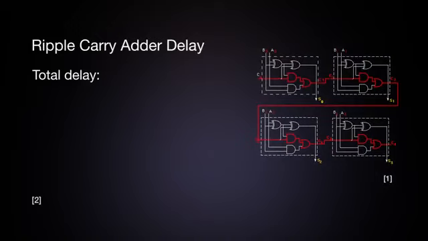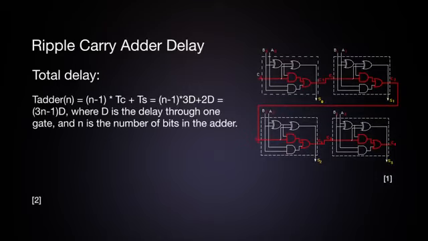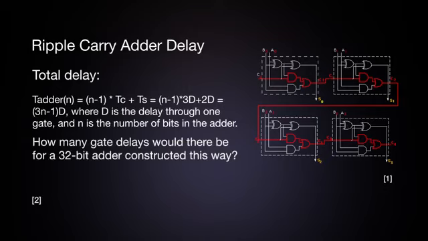The total delay through the ripple carry adder to the sum out is expressed by the equation T of the adder of n is equal to n minus 1 times the time to the carry plus the time to the sum, which is equal to n minus 1 times 3d plus 2d, which equals 3n minus 1 times d, where d is the delay through one gate, and n is the number of bits in the adder. How many gate delays would there be for a 32-bit adder constructed this way? So if you go through the equation, you'll find that there are 95 gate delays through a 32-bit adder.